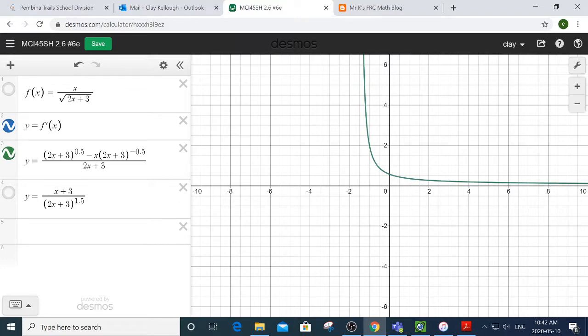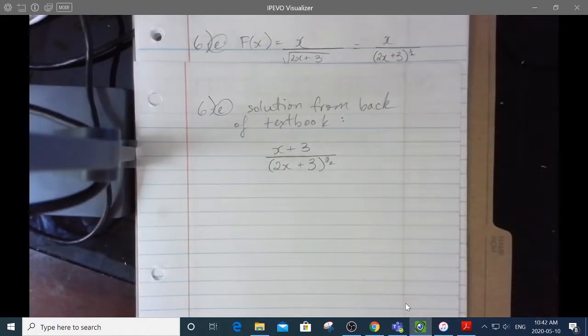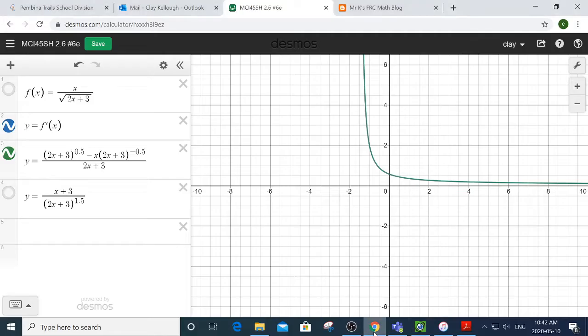Then I punched in what the back of the textbook says the answer is. Let me just show you again. I just used 3 over 2. I just put that in as 1.5 because it's less typing. But type that in. And now if my answer and this answer are the same, once again, it should be the same line. And it is. Purple line, green line, purple line, green line. So all 3 of these lines are the same.